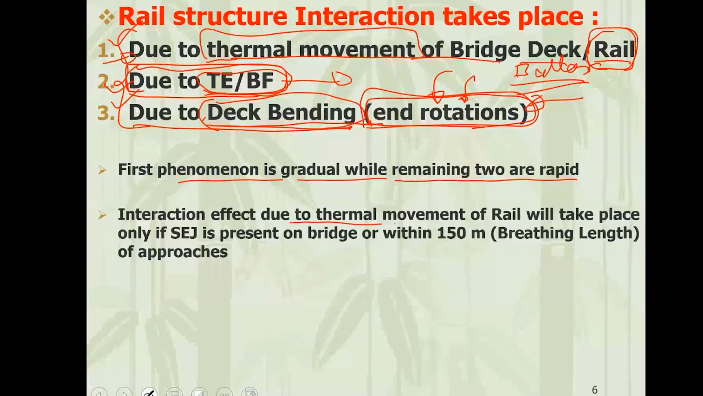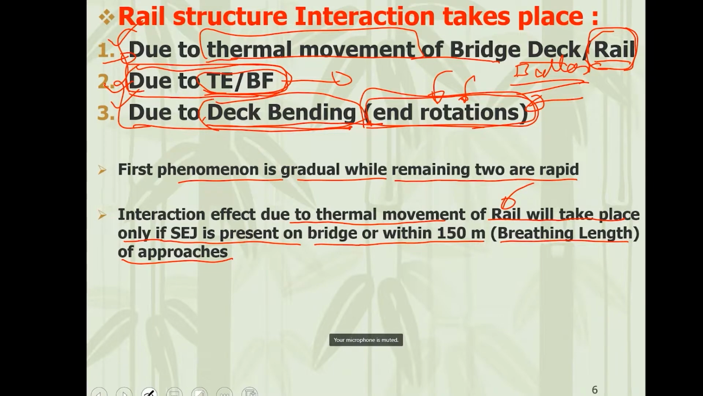Now, interaction effect due to thermal movement of rail will take place only if SEG is present on bridge or within 150 meter. That is, अगर आपका bridge breathing length में है, okay? Because if you recall your LWR basic principles, then the longitudinal movement of track in LWR takes place only in the breathing length. In the central portion of LWR, there is no longitudinal movement. So if there is no longitudinal movement in the track, then no interaction is going to take place, right? So the thermal movement of rail is only relevant when the bridge is located in the breathing length of LWR.